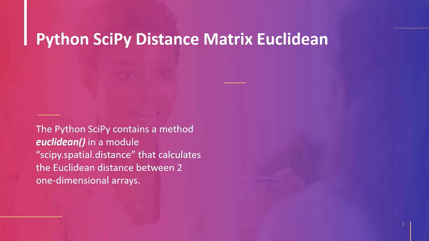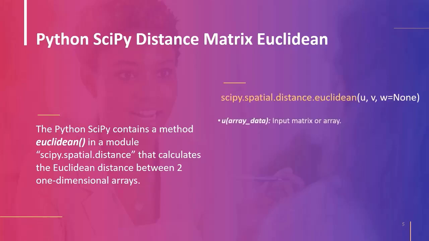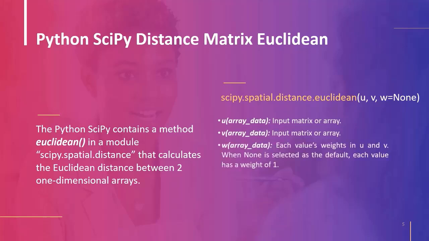The next topic is Python SciPy distance matrix Euclidean. A method called Euclidean in the scipy.spatial.distance module of the Python SciPy library calculates the Euclidean distance between two one-dimensional arrays. The syntax of the method is as follows, where the parameters are u, which is the input array, v, which is also an input array, and w, the weight for each value in u and v. By default, it is None, which gives each value a weight of 1.